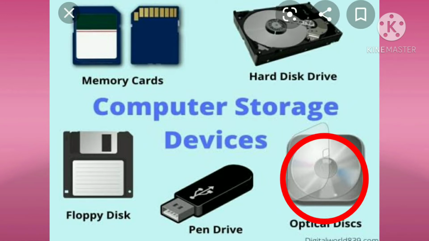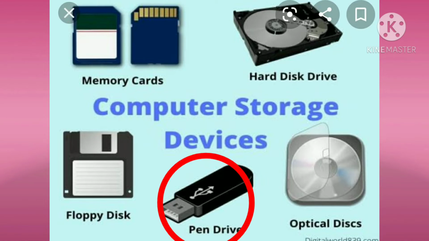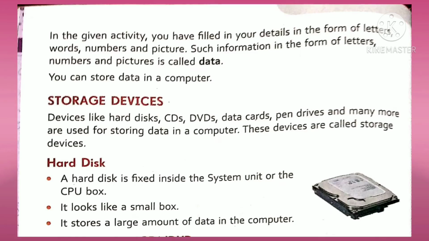This is the picture of a CD. This is the picture of a data card. This is the picture of a pen drive. So these are called storage devices. First, we are going to learn about the hard disk. The first storage device is the hard disk.